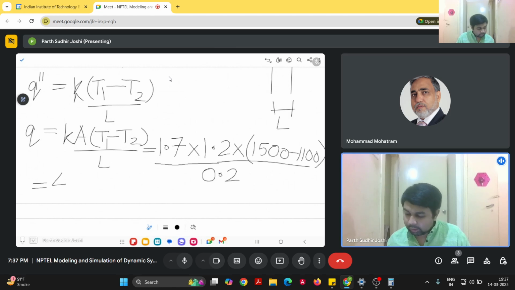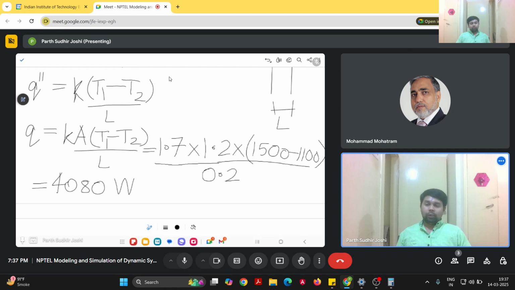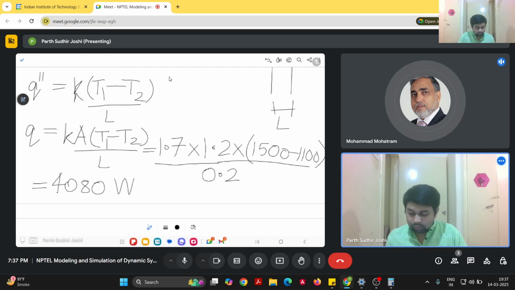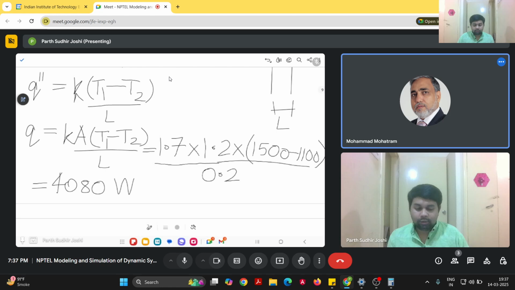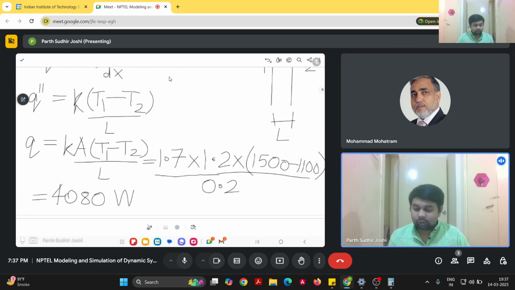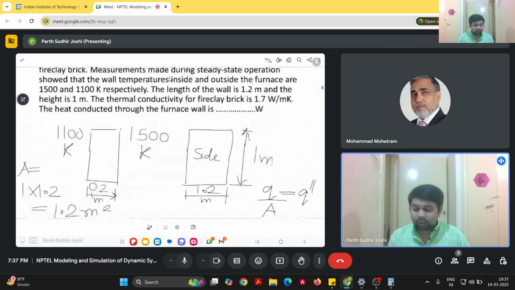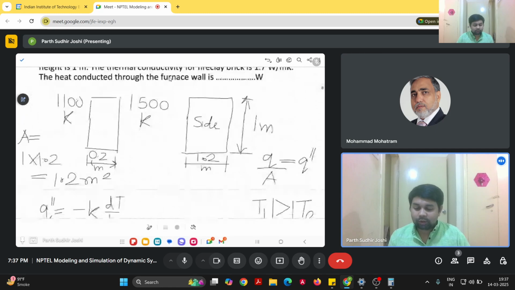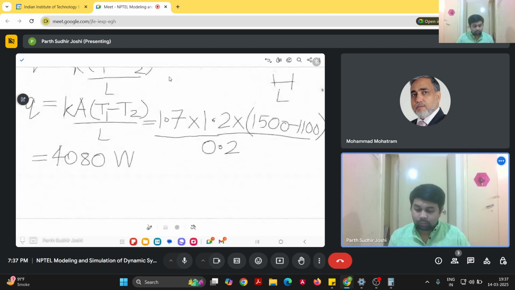So we get the answer as 4080 watt. So is that calculation correct? Yeah, it's correct. Okay. So this is basically the simple conduction equation that we can apply to solve these kind of problems.